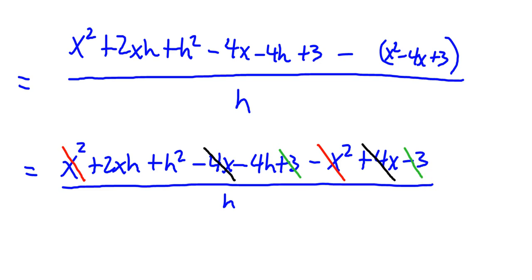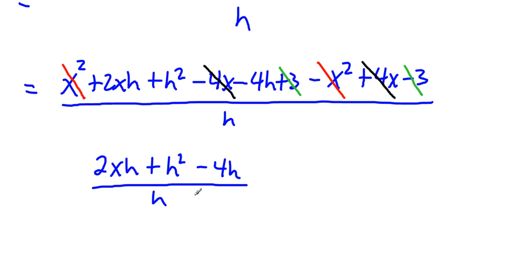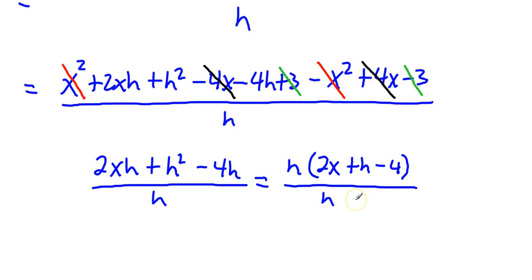So you're left with everything that has just the h terms. So you have a 2xh plus h squared minus 4h. Okay, everything else is gone. That's over h. Now, what they want you to realize is that in the top part, they all have an h in common, so you can take the h out. And by doing that, those h's will cancel and leave you with 2x.